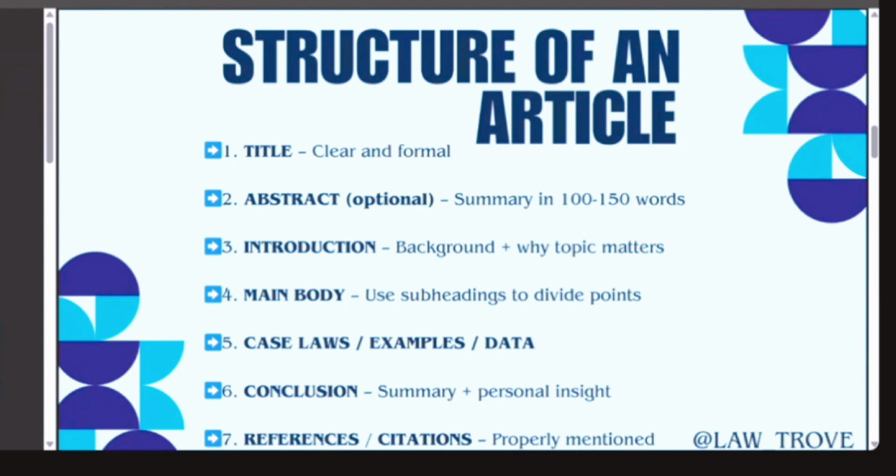And an abstract here is optional. You do not need to add an abstract in this particular task. But what is an abstract? An abstract is a summary in 100 to 150 words. Whatever you have written in your article, you are just summarizing it, so that from reading those 150 words, the reader is able to understand what is written in your entire article. So that is an abstract. Now for the introduction, your introduction should include background and why the topic matters.